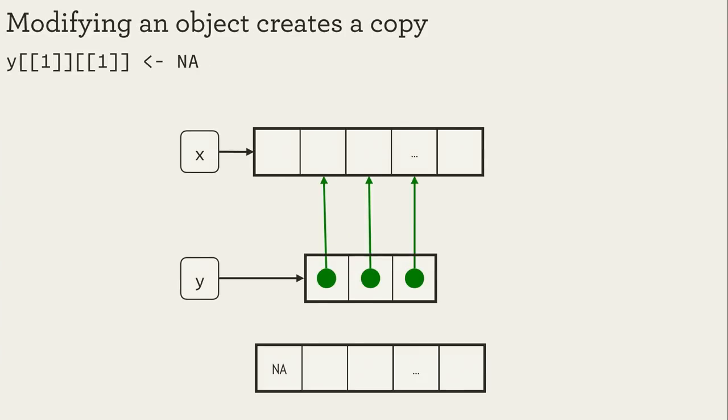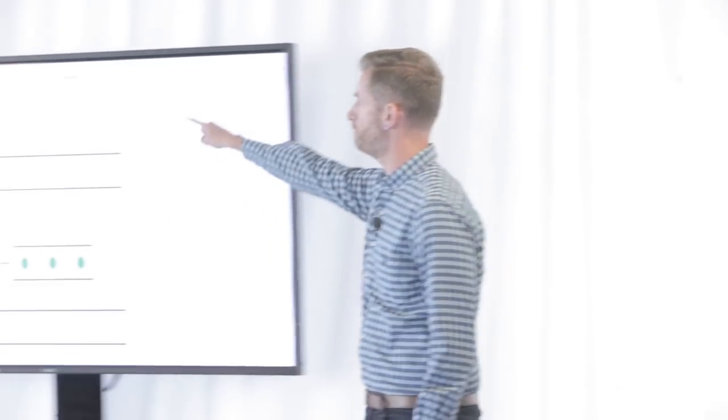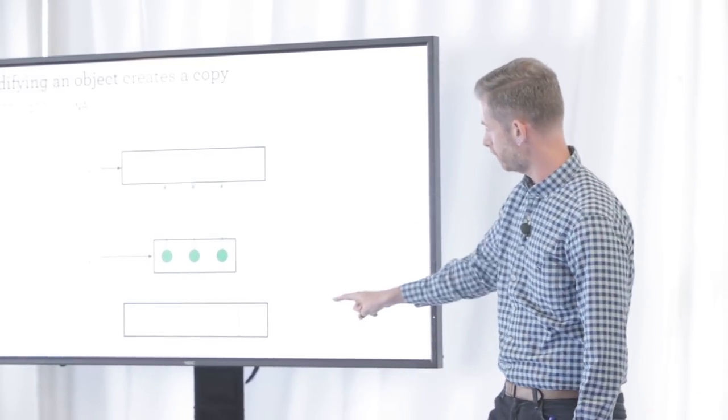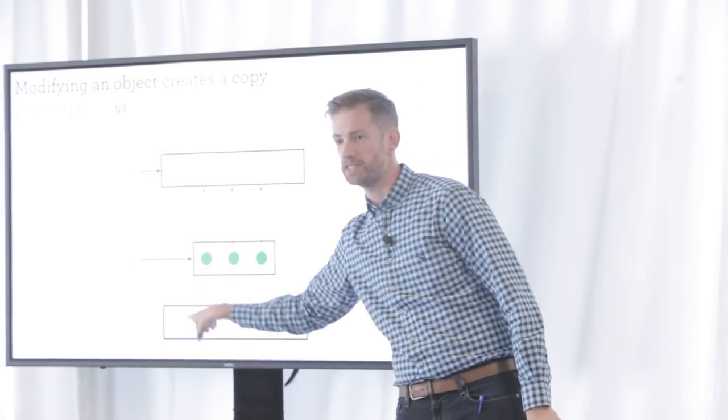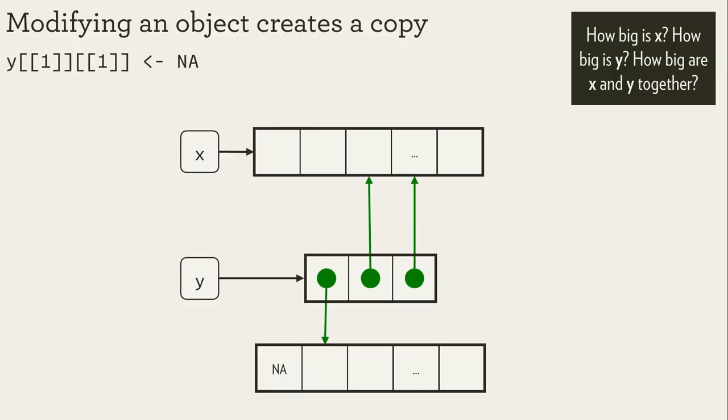So what happens when you modify an object in the list? Well, in R, modifying an object creates a copy. So this sort of happens in two steps. If I'm going to modify the first element of y, first of all, R is going to create the x modified with the first value changed, and then it's basically going to change where this reference is.